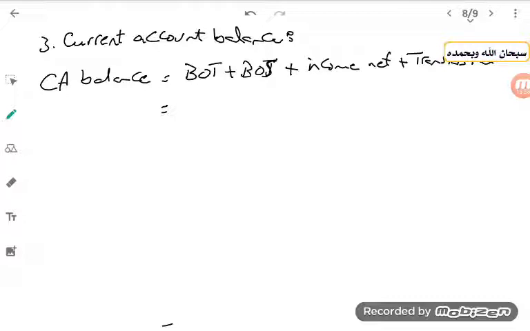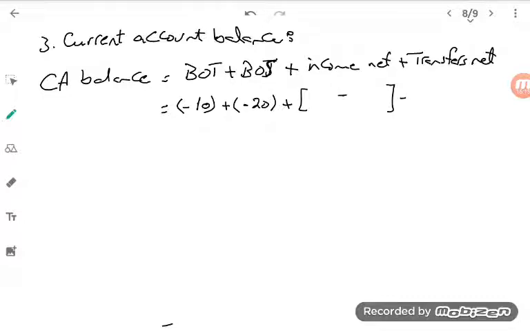Balance of trades has been calculated as -10, and balance of services is calculated as -20. Income net is the difference between income received and income paid. Transfers net is the difference between transfers received and transfers paid.